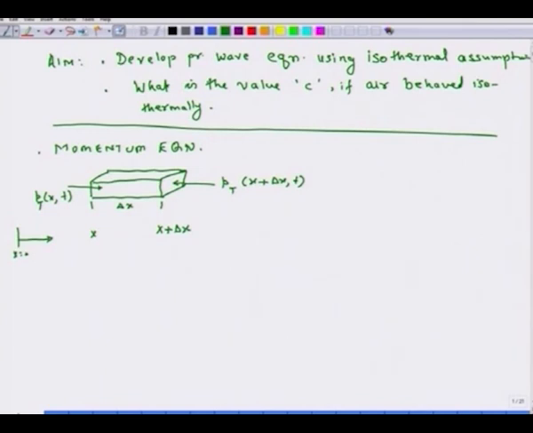So, the net force on this piece of air is essentially the difference of P_t at x plus delta x and P_t at x, multiplied by this area, and let us call this area delta A.